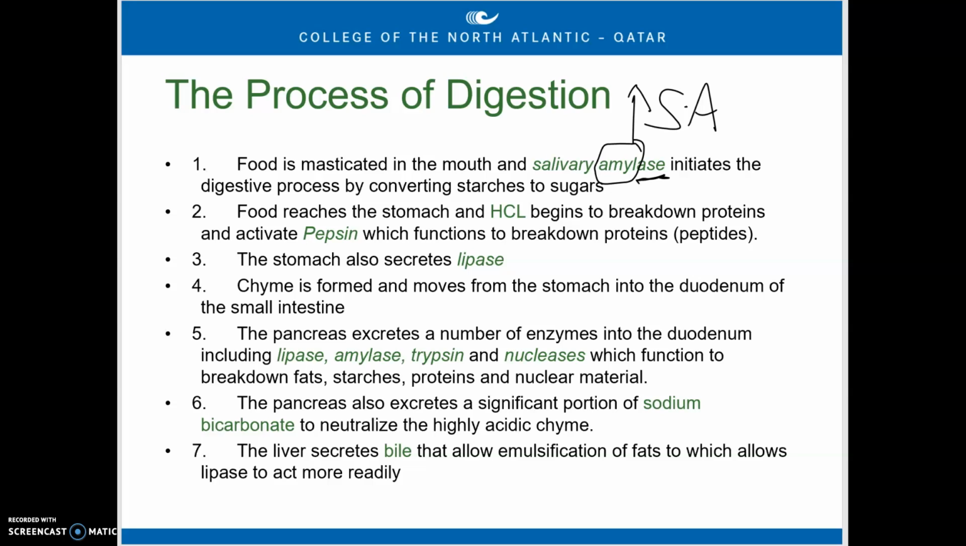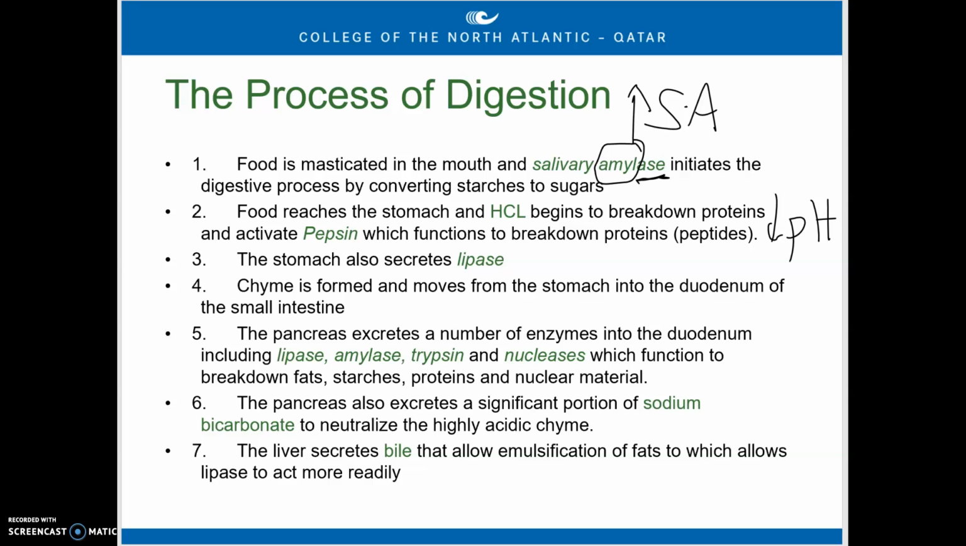The stomach is going to be a very different environment than what your mouth was, or the esophagus. The stomach is going to have hydrochloric acid in there, and it's going to bring the pH way down. So we're going to see a very low pH, and that means the stomach is very acidic.